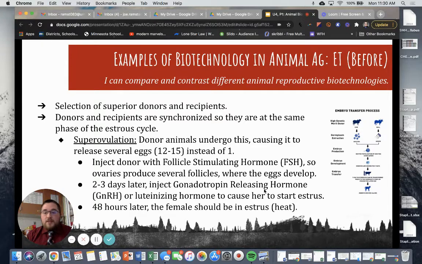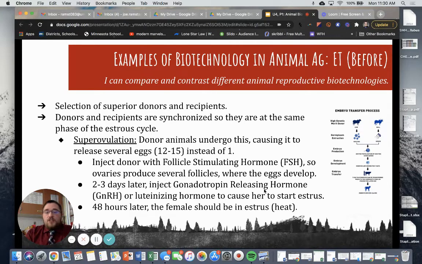So before ET occurs, embryo transfer, we have to select the superior donors and recipients. We want to have the best of the best for our donors and our recipients. Again, the donor is the animal that is donating or giving up their embryos, and the recipients are the ones that are receiving them. Donors and recipients are synchronized, or put in sync, if you will, so that they are at the same phase of the estrus cycle.